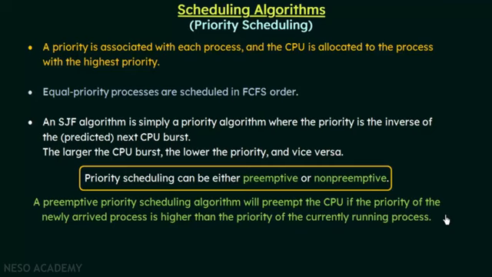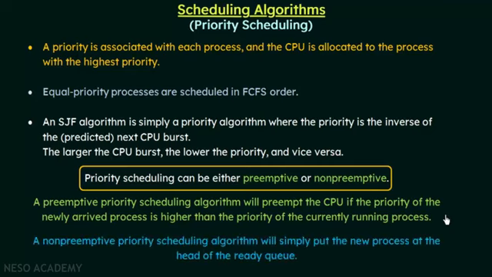Now, what about non-preemptive priority scheduling? A non-preemptive priority scheduling algorithm will simply put the new process at the head of the ready queue. If we are following non-preemptive priority scheduling and a new process arrives with higher priority than the one currently executing, even then the currently running process will not be disturbed, and the newly arrived process will just be kept at the head of the ready queue. That means it will just be kept in the queue according to its priority.